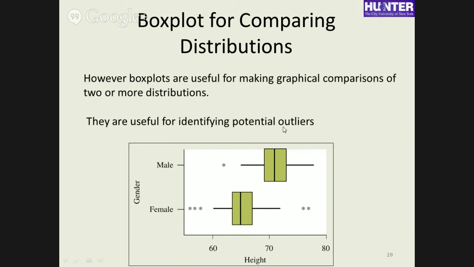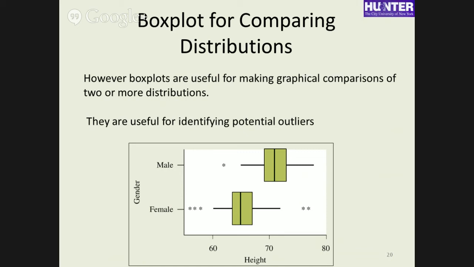Like this. So if you have height, a quantitative variable, you have males and females, and you have a sample with both of them, you can directly compare them to each other and see where the center of the distribution is, the spread, and where the outliers are. Whereas it would be more difficult to do this with histograms, for example.